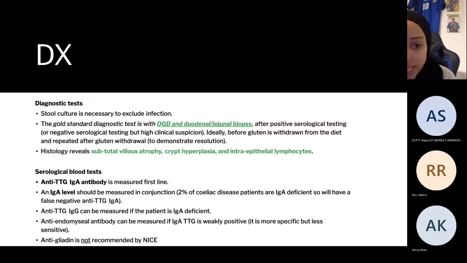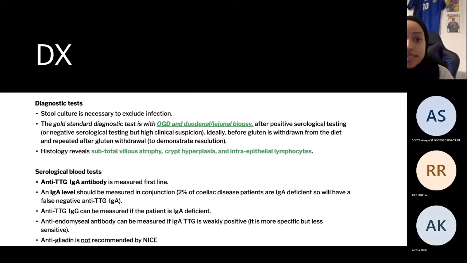You can also do blood tests. So the first line is anti-TTG IgA antibody. That's the main one, but sometimes celiac disease patients will be deficient in this. So you can do an anti-TTG IgG, or you can do the anti-endomysial antibody, but again, it's more specific, but less sensitive. And antigliadin is not recommended by NICE at all.